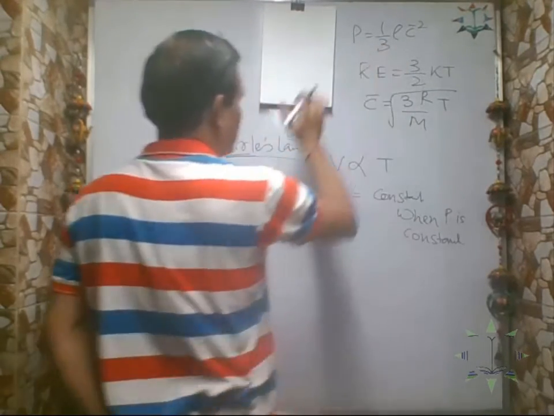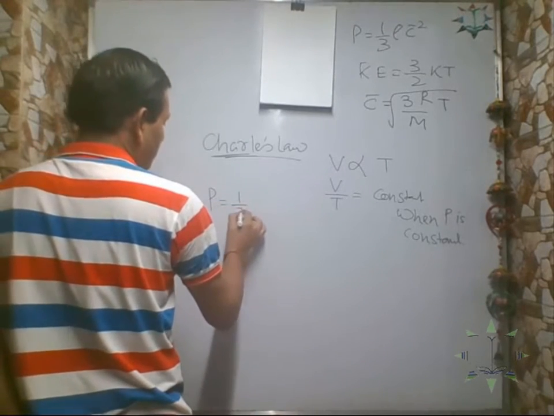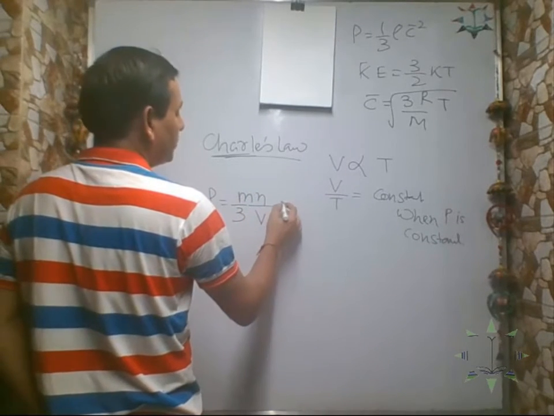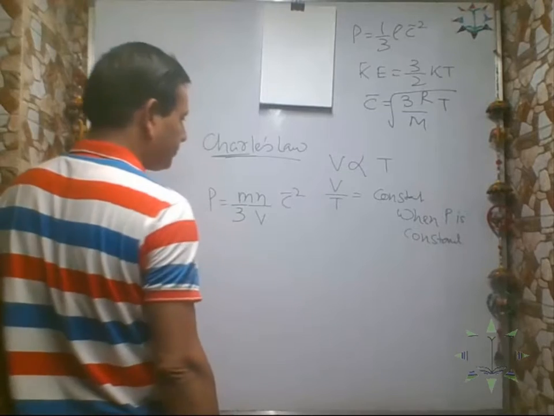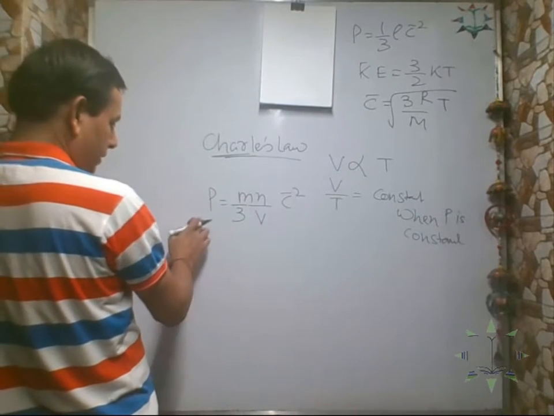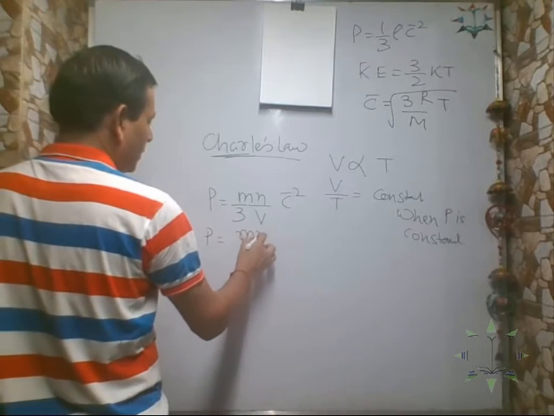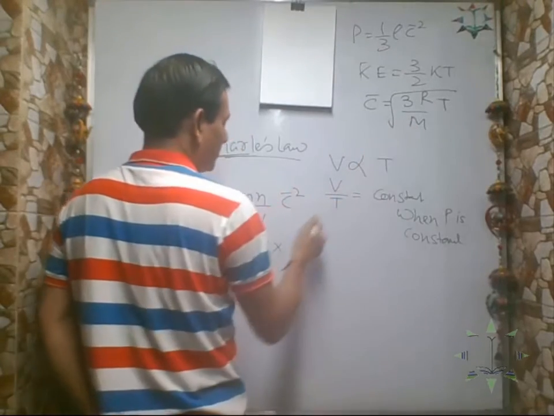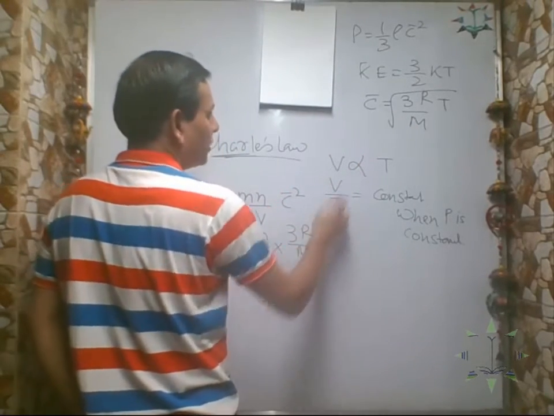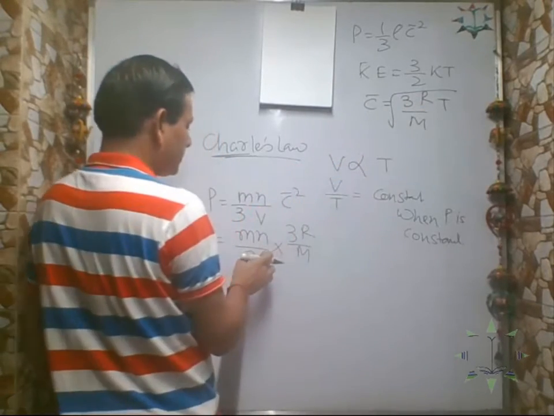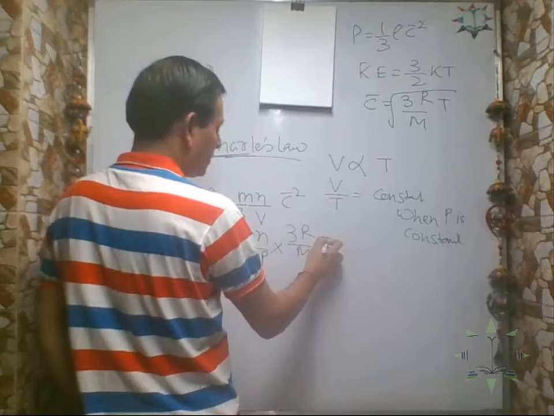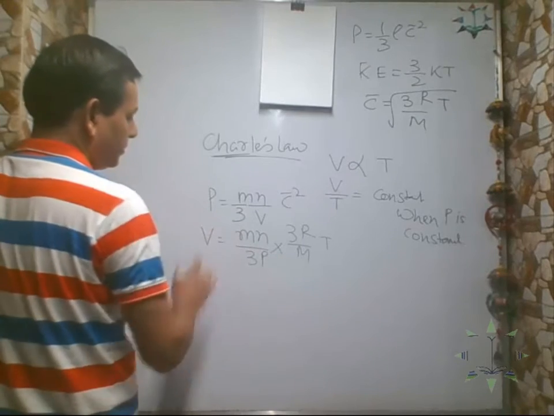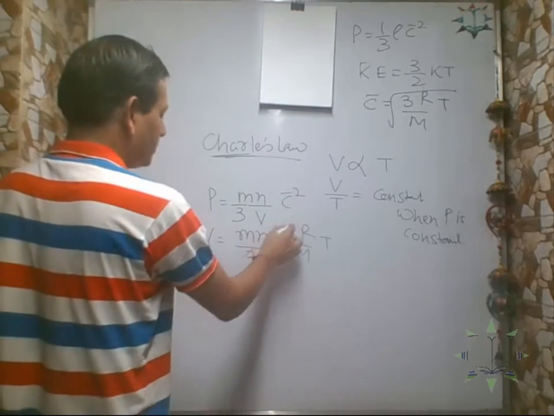How to prove it? Let us start from here. Pressure equals 1 by 3 into density, which is mass divided by volume, that is mn by V, into C bar square. Pressure is constant. Let us take V here, so this is mn by 3 into P. And C bar square is 3R by M into T, since if you square it, the square root will vanish. Sorry, V we have taken here and P is here. Now this 3 cancels out.